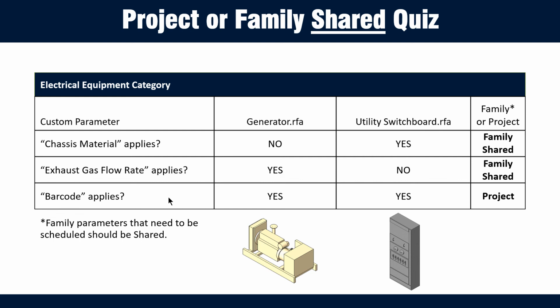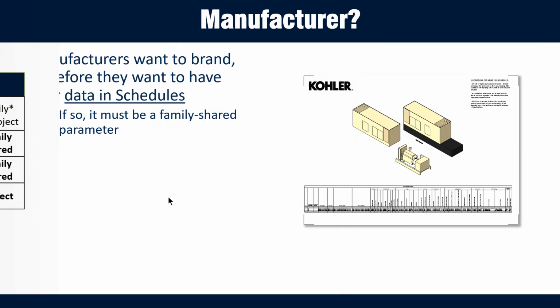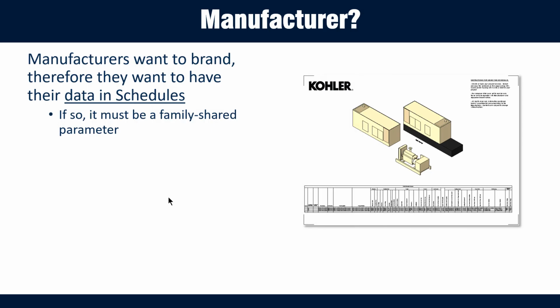All right, so as I mentioned before, manufacturers typically want to brand themselves. If you've downloaded a lot of their families, you know exactly what I'm talking about. They stuff a lot of data in there. But if you want this information to be available in a schedule, you should make it a family shared parameter.